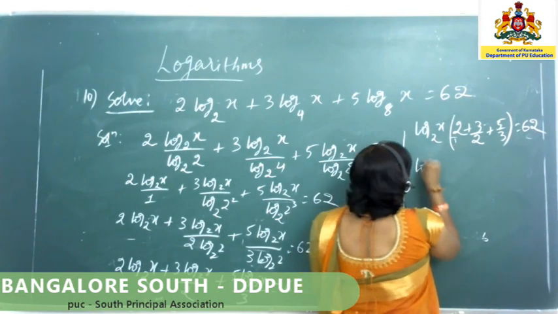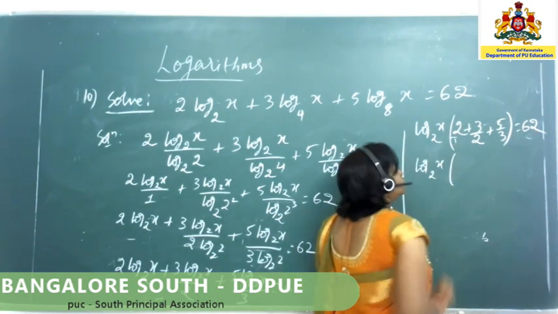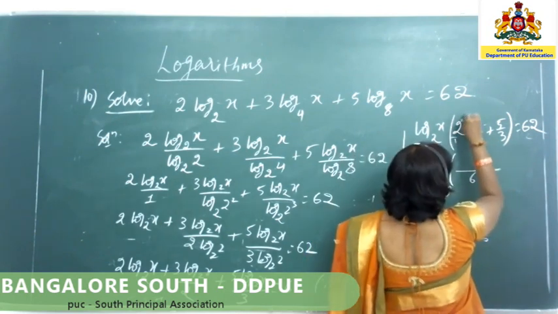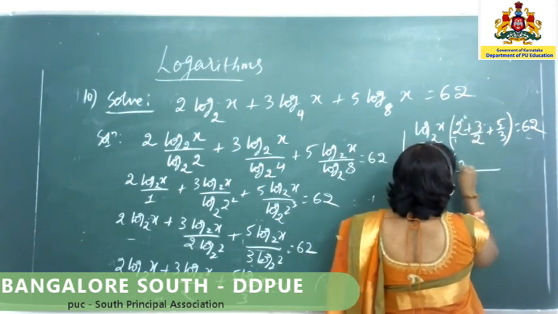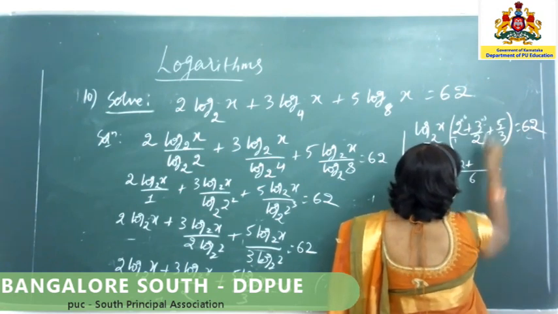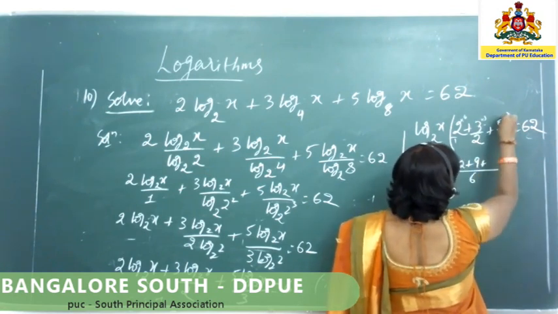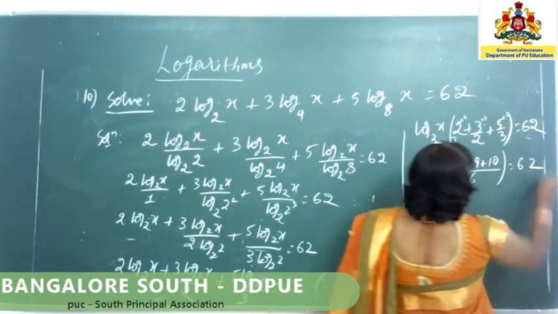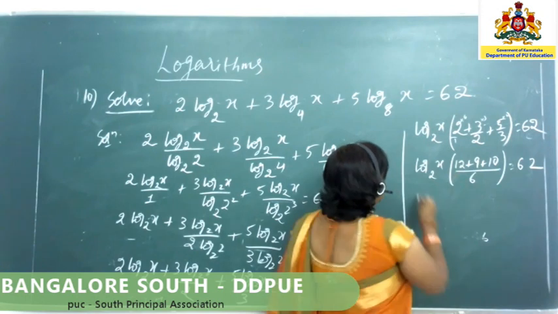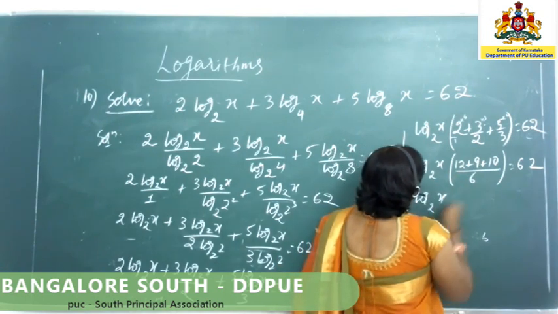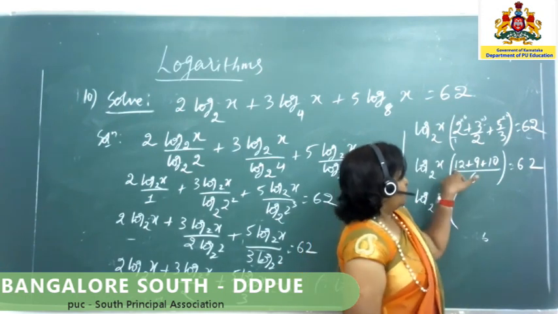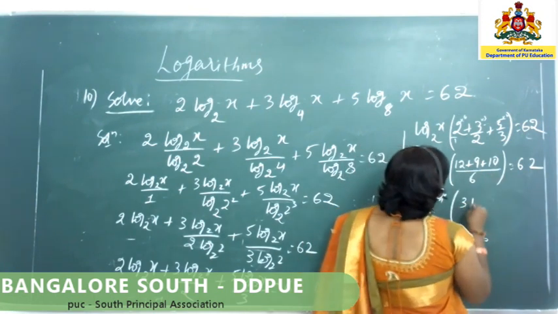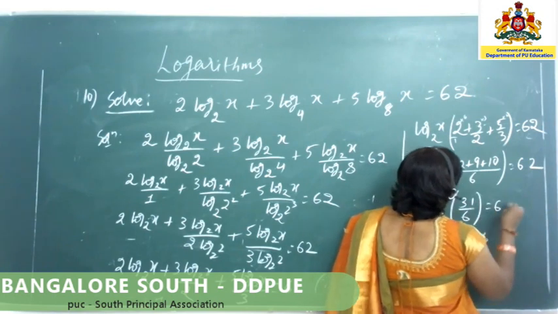So now log x to base 2 into, what is the LCM here? LCM is 6. So this is multiplied by 6. So 6 into 2, 12, plus 2 into 3, 9, plus 3 into 2, 10. So that is equal to 62. So this log x to base 2 into 12 plus 9 plus 10, 31. So 31 divided by 6 is equal to 62.